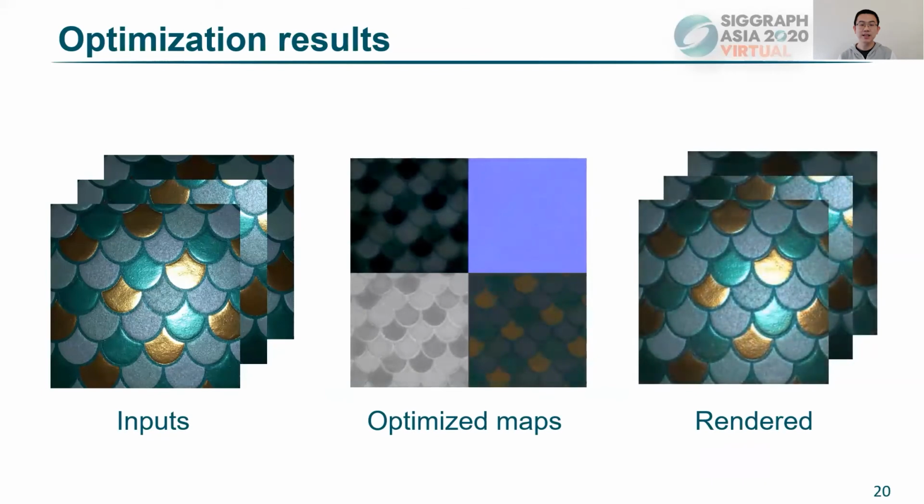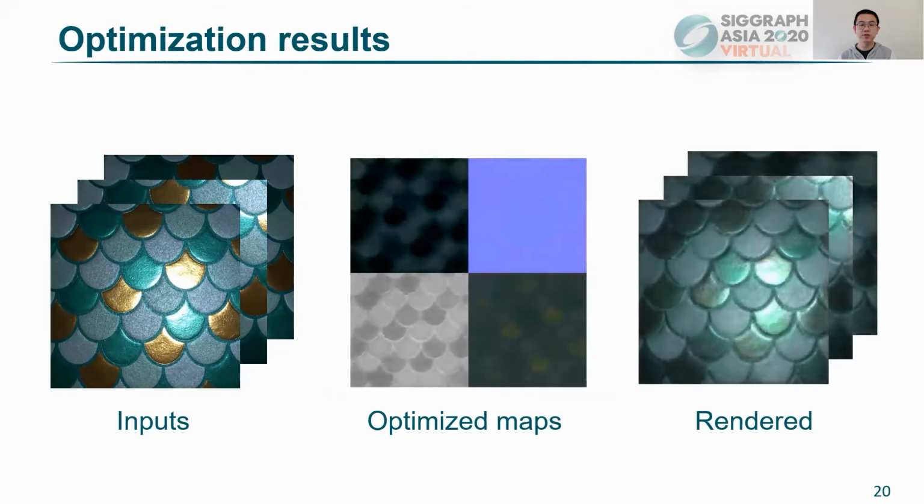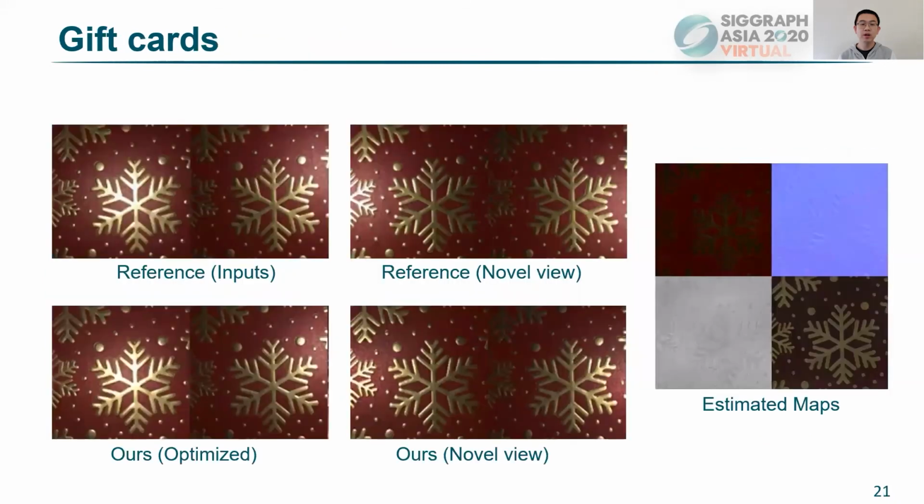From the next slide, I will show some results for real capture materials of different types. We show reference images on the top, including both inputs and novel views, reconstructed SVBRDF maps on the side, and the renderings using estimated maps at the bottom.